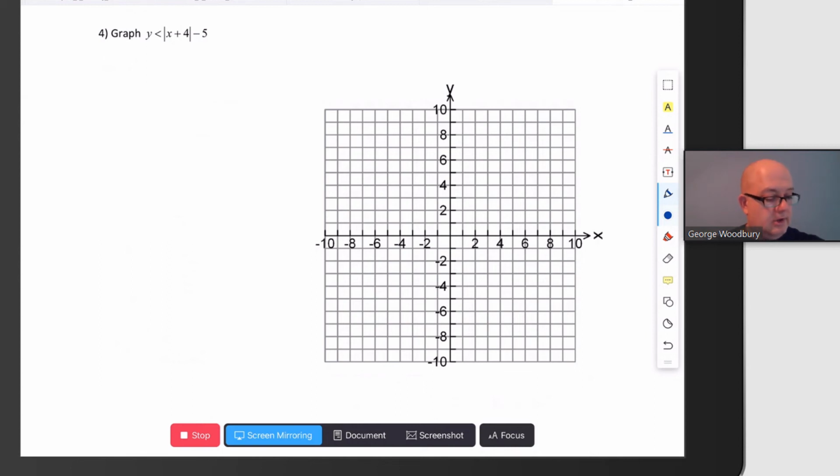Absolute value, it's V-shaped. The turning point, h, k, is -4 for h, -5 for k. This one does open upward, so (-4, -5) would be here. And from that point, it goes up 1 and out 1. So I'm going to go up 1 and 1 to the right. It's kind of like having a line whose slope is +1. And then to the left, it goes up 1 and 1 to the left. On this side, it's like having a line whose slope is -1.